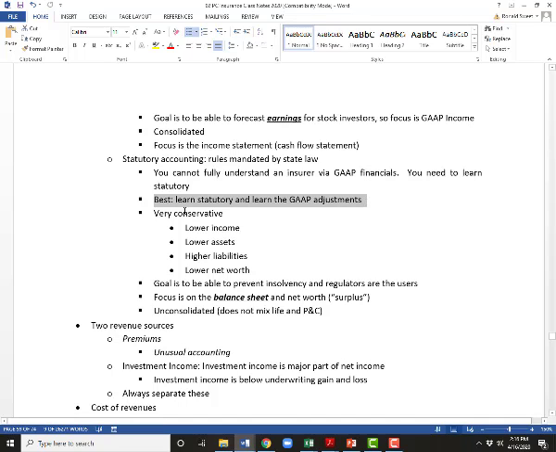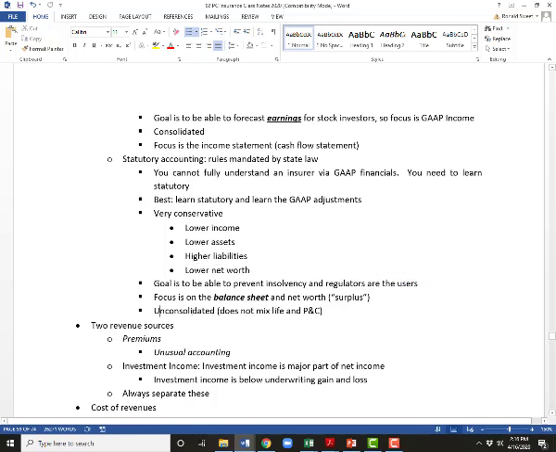And that's because statutory tries to be very conservative. They tend to have lower net income than GAAP would have. They tend to have lower assets, higher liabilities, and lower net worth. And their goal is to prevent insolvency. So they're focused on the balance sheet, and they're focused on net worth, or what the regulators call surplus.